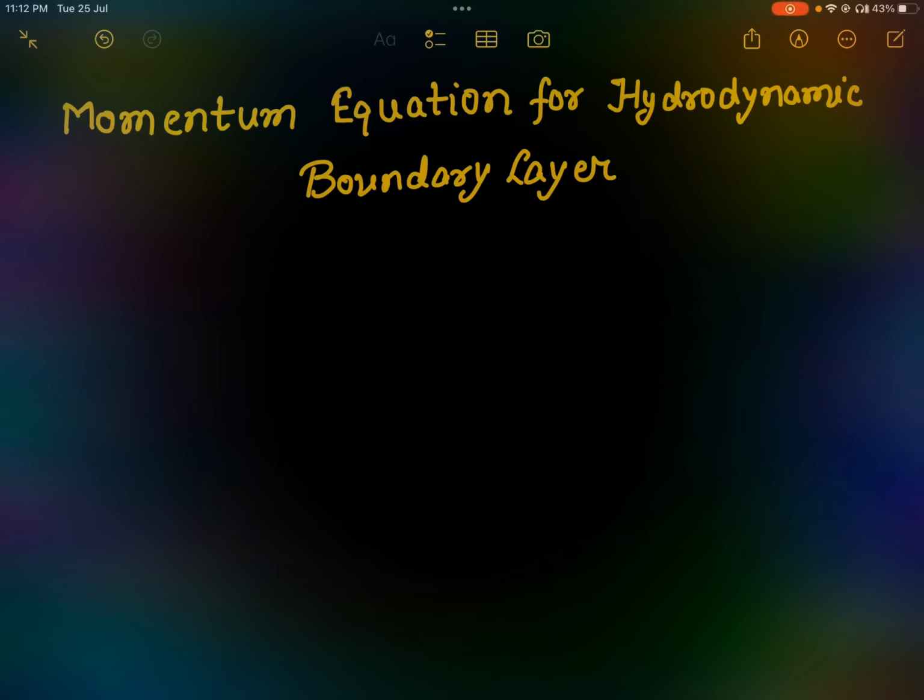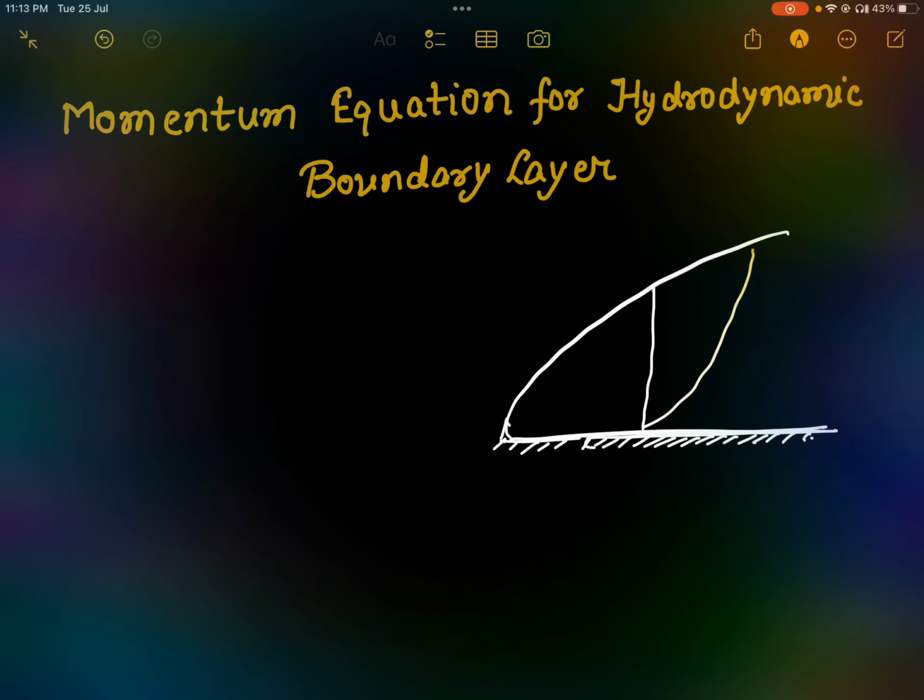Hello friends. So in this session we'll try to understand the concept of the momentum equation, that is, how we'll find out the momentum equation in a hydrodynamic boundary layer. So for that, let's say we have a flat plate and there is a boundary layer formation on the flat plate, and the velocity profile will be something like this.